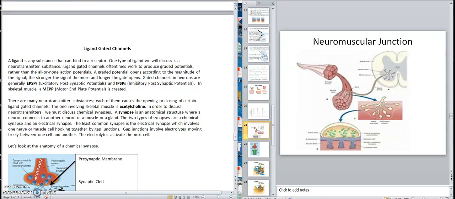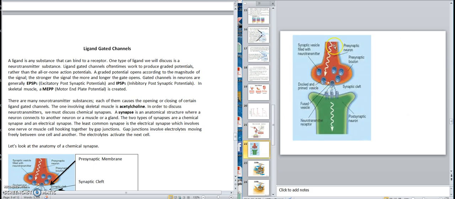Okay, class, we're back now and we're looking at ligand-gated channels. Where this comes in is to explain the neuromuscular junction, but not only that, to even explain neuronal junctions. A neuromuscular junction is a neuron hooked to a muscle, but it also explains a neuron hooked to another neuron. So it's a generic talk. Okay?